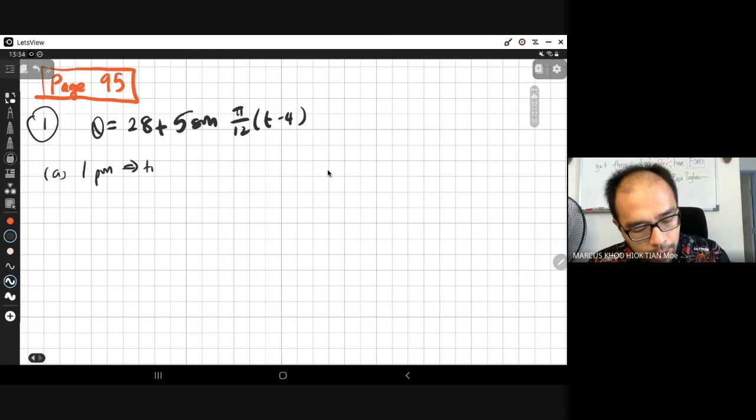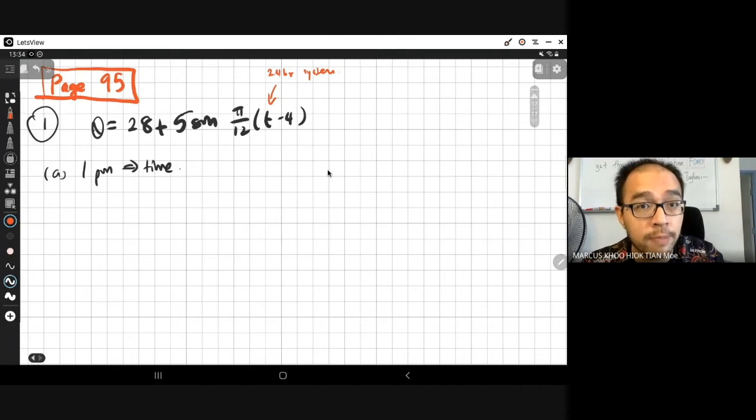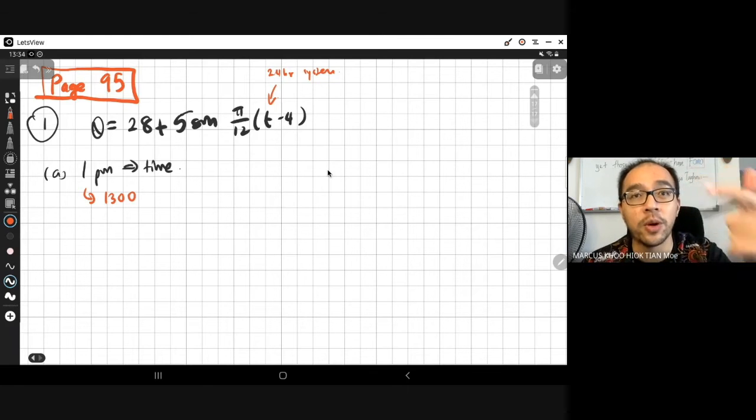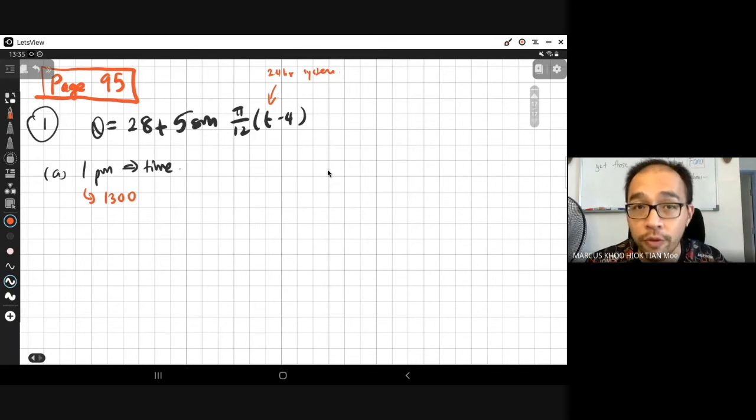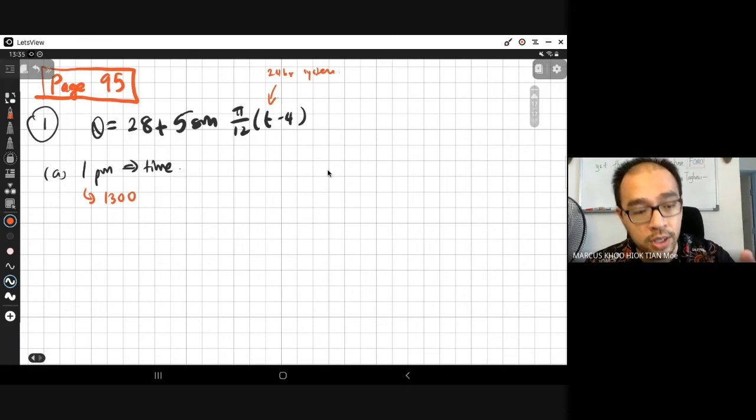1 p.m. refers to the time. But in this function, the time needs to follow a 24-hour system. So if you remember the 24-hour system, 1 p.m. would actually be 1300 hours. So 100, 200, 300, 400, and so on until 2400 hours, which is at midnight. But technically, there's no 2400 hours. It becomes 0 again. So it's 0 until 23. But we're not interested in this 100, we're only interested in the 13. So t equals 13.